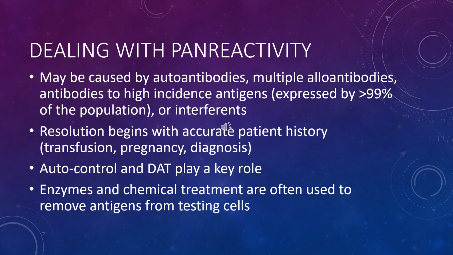We can occasionally remove some of the reactivity with proteolytic enzymes, which we'll go over in another lecture, or chemical treatment of the red cells. There's dithiothreitol, or DTT as it's also called, and that's commonly used to destroy the KEL system antigens and a few others. So if you have an anti-little k, you could destroy that little k on your testing cells and see if there are any other alloantibodies underneath it.